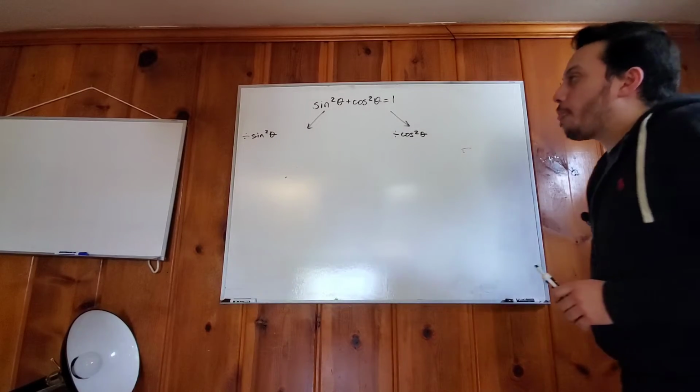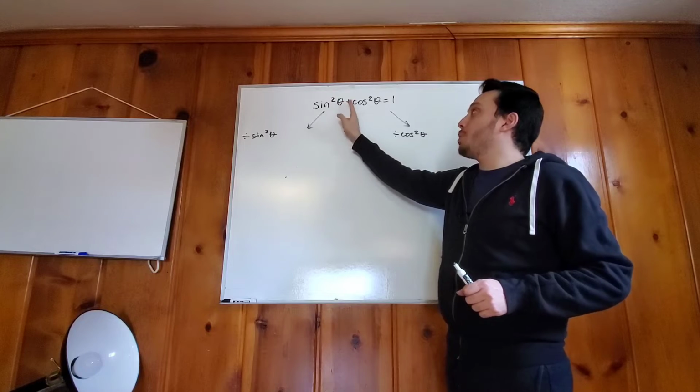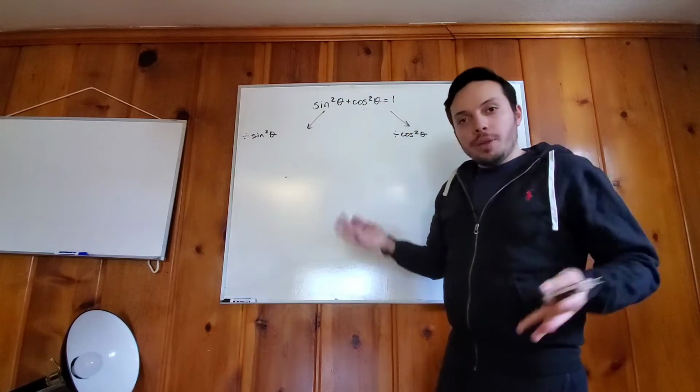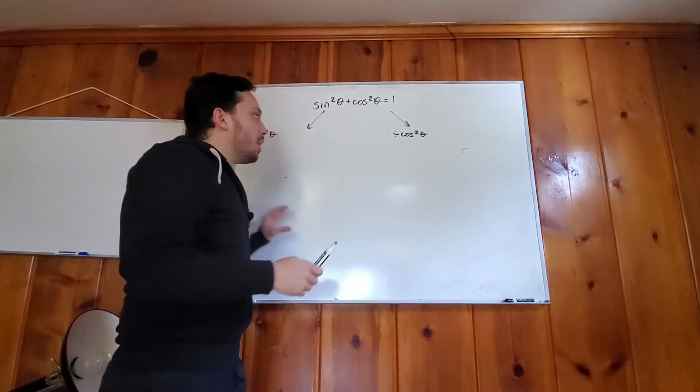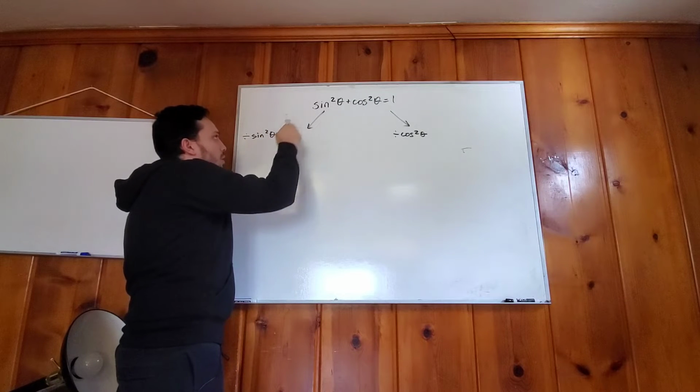Okay, so this one, we have this identity, which everybody should know. Sine squared theta plus cosine squared theta equals 1. I hope that everybody remembers that. And so we're going to actually divide it into two parts here. We're going to divide everything by sine squared theta.